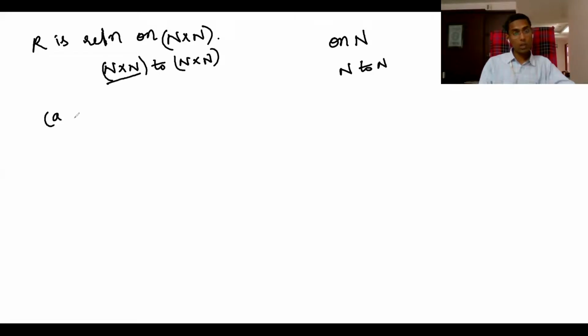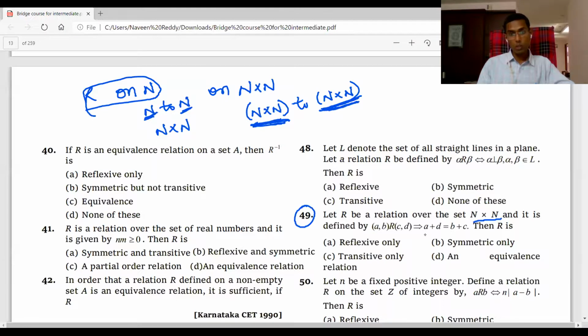How is it defined? In N cross N, what will be there? Ordered pairs. The ordered pair (A, B) is related to (C, D), that implies what should happen? A plus D equal to B plus C should happen. So that's what is given in the question. Then we must check whether R is reflexive, symmetric, or transitive. That's the question.